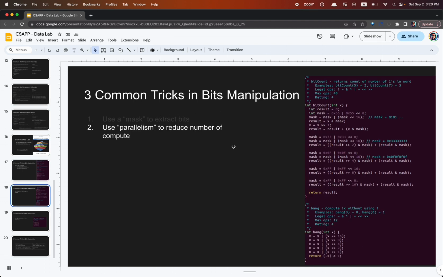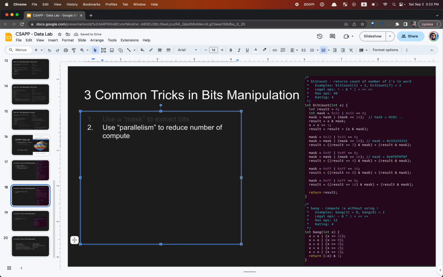Trick number 2: we use parallelism to reduce the number of computations needed. What do I mean by this? Suppose we have 2 numbers, A which is a 32 bits number, and then we have another number B which is also a 32 bits number. And we want to do some operation between A and B. Let's assume we want to add these 2 numbers, and we only care about the last bit of the result.